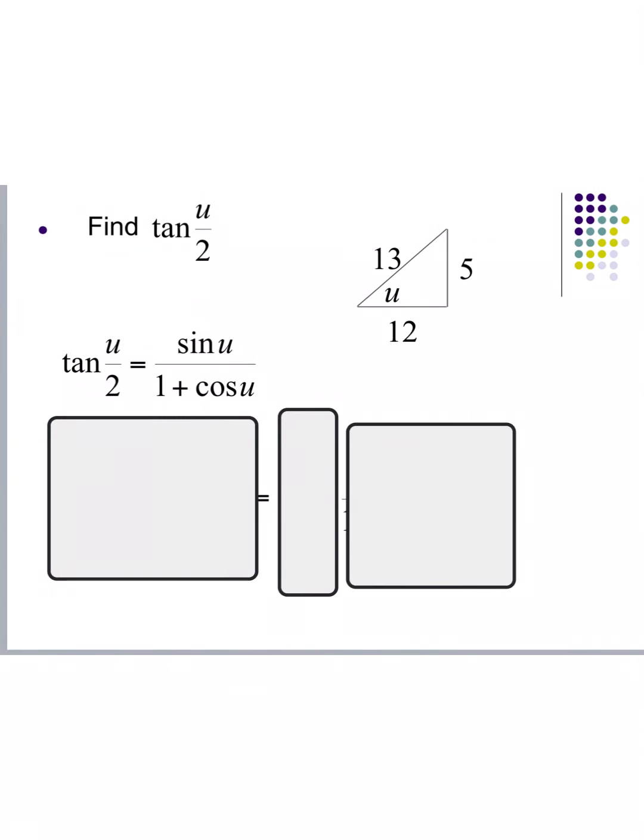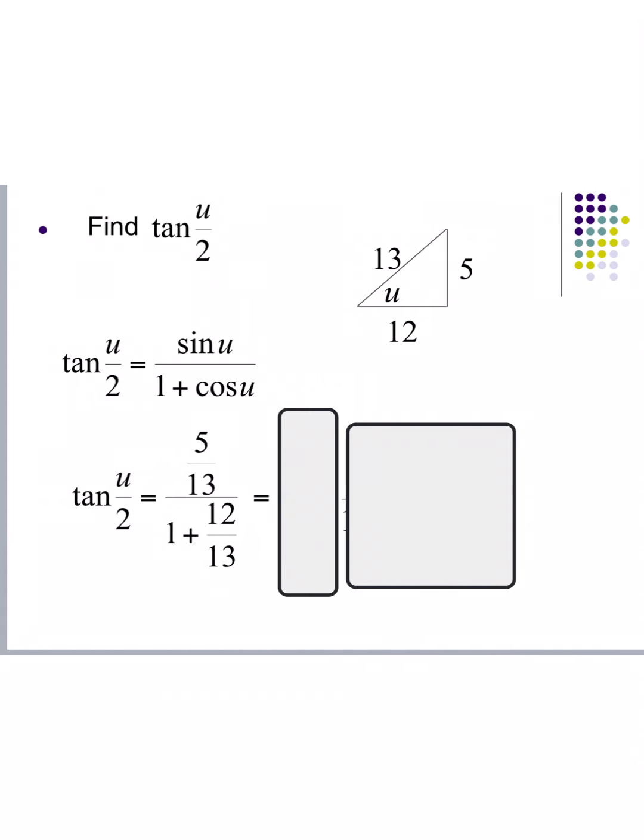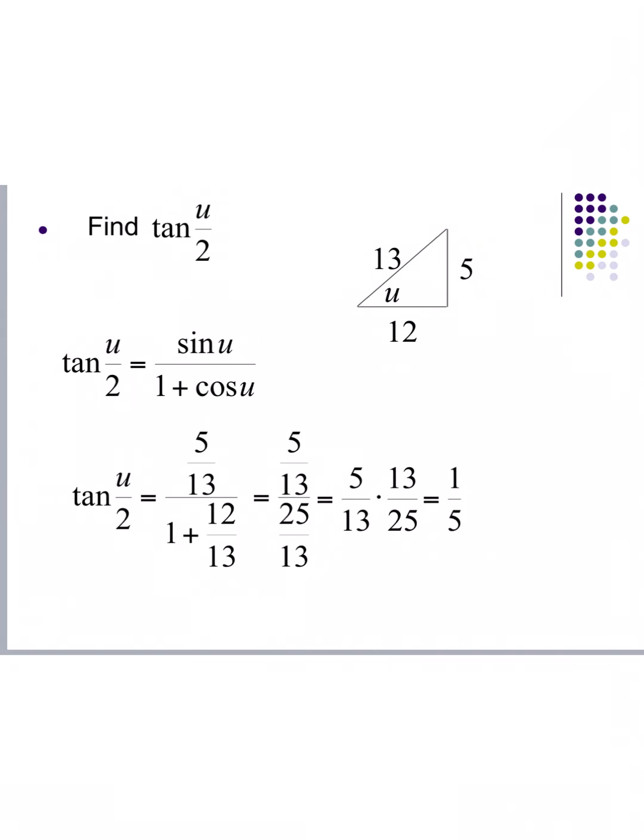For the tangent of u over 2, you see again we have the more complicated of the three formulas. We're going to need the sine and the cosine because our formula says sine of u over 1 plus the cosine of u. So identify those from our triangle. When we go ahead and plug them in, we get 5/13 over 1 plus 12/13. I'm going to go ahead and combine my denominator here to get a single fraction, which gives me 5/13 over 25 over 13. And as I continue to simplify, I end up getting 1/5 as my final answer.